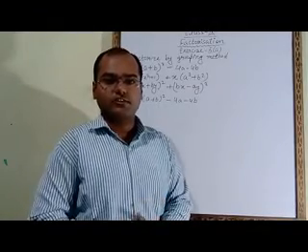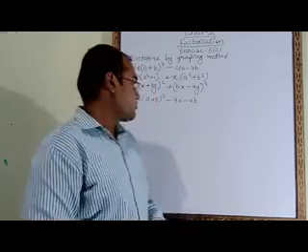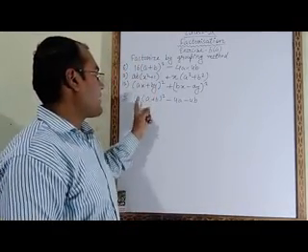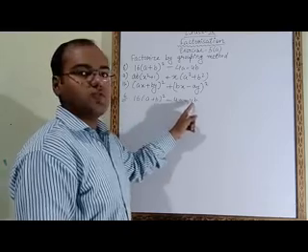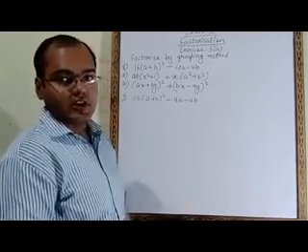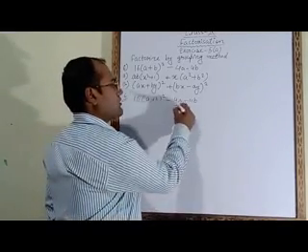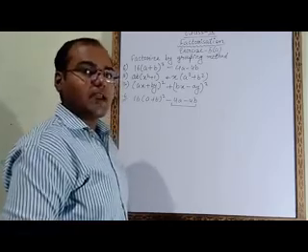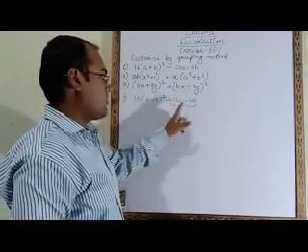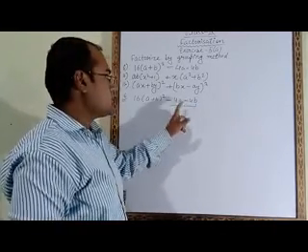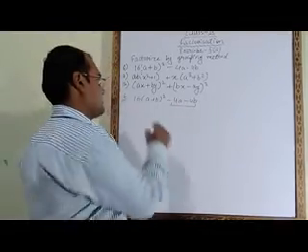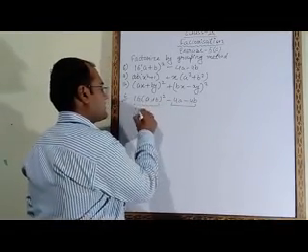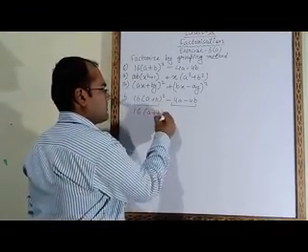Now see question number 6. In this question, 16(a plus b) whole square minus 4a minus 4b is given. So first of all, what you have to do? From these two terms, we will take minus 4 common. Minus 4 is coming here also and minus 4 is coming here also. So we will take minus 4 common here. And this term we have to write as it is, 16 into (a plus b) whole square.